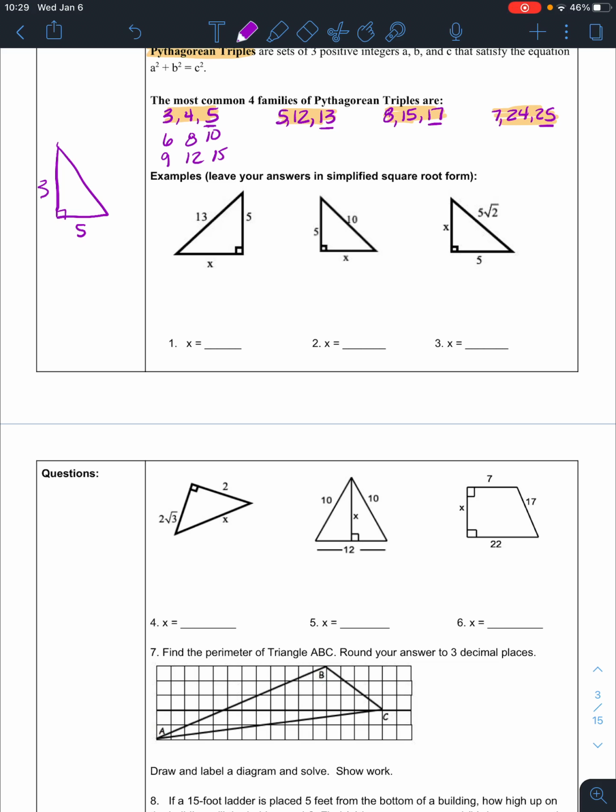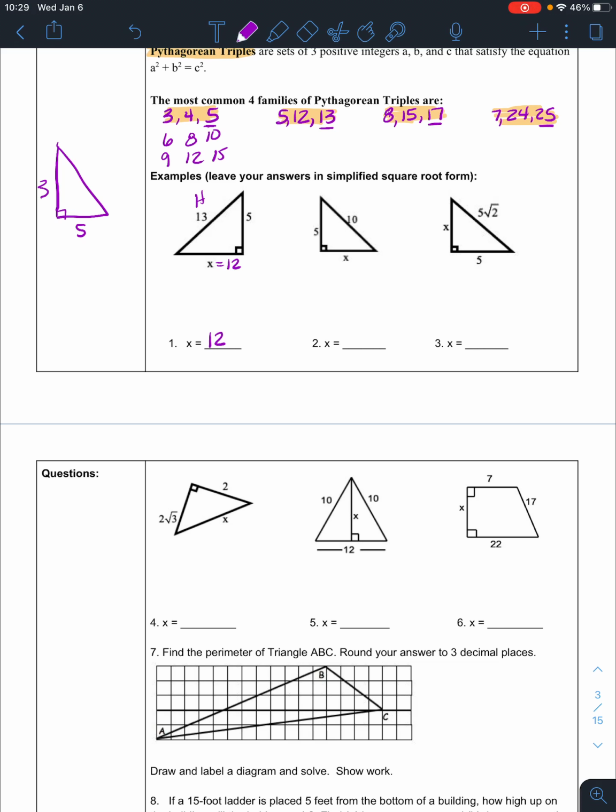So the 5, the 13, the 17, the 25, those have to be on the hypotenuse in order for these triples to work. So location is important. But if you look at number 1, you notice that the 13 is on the hypotenuse, the 5 is on the leg. Well, then this is automatically a 5, 12, 13 triangle. You're done. You don't have to do anything.